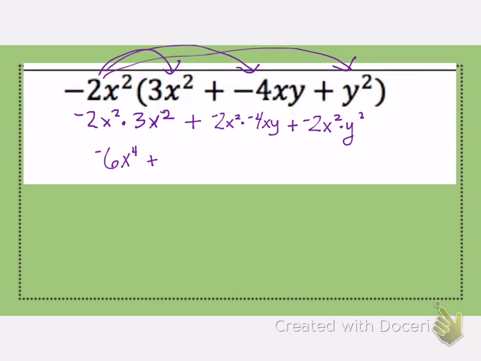Plus we have the negative 2x squared times negative 4xy. That's going to give us a positive 8x to the 3rd y, plus we have negative 2x squared times y squared, and that just gives us a negative 2x squared y squared. Now we would want to look back through and see if we have any like terms with same letters to the same power. And since we don't, we can just leave that as it is, simplified.